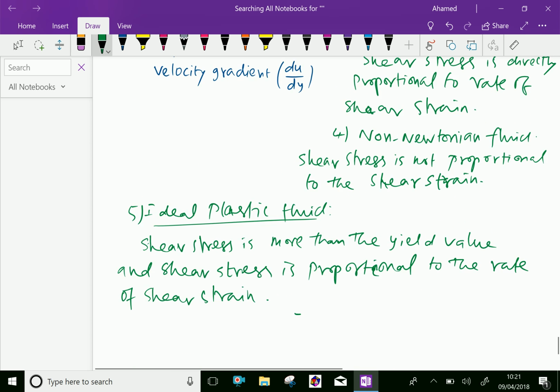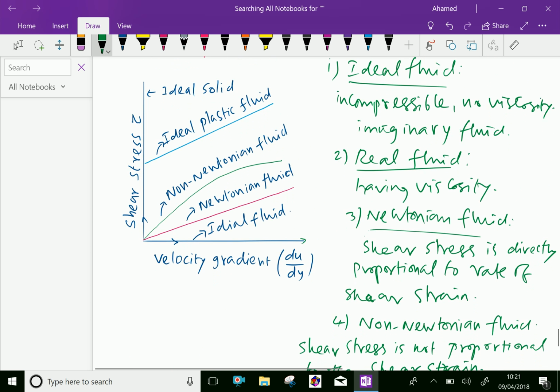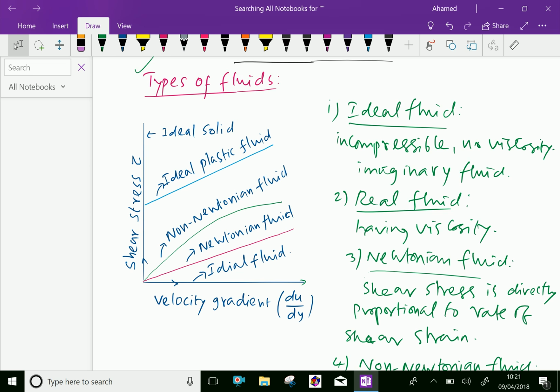Here all these five fluids are noted in the XY diagram.